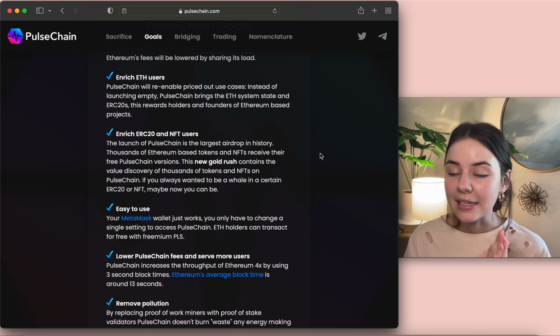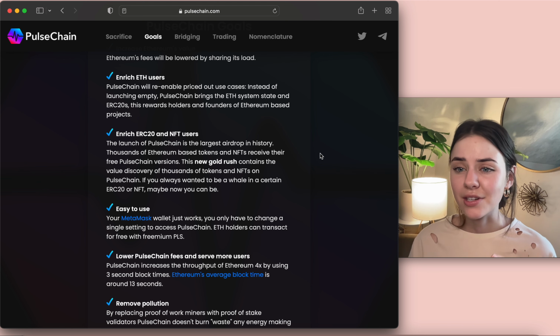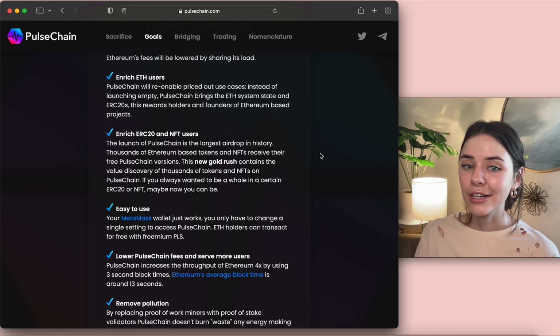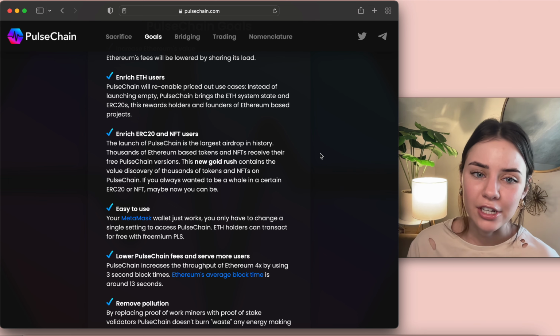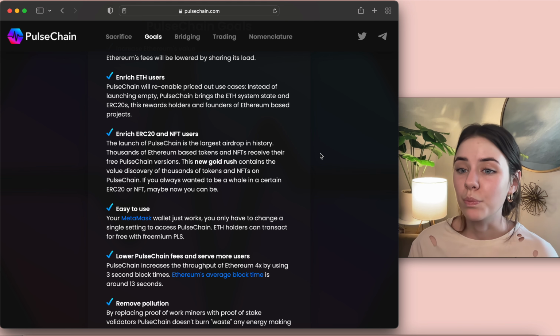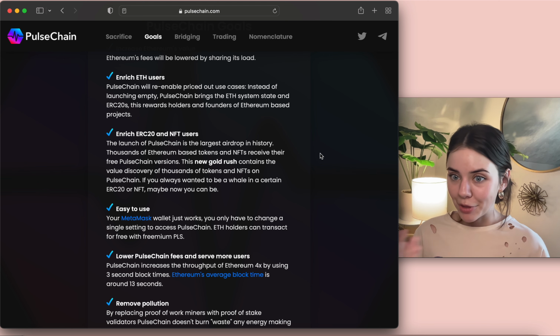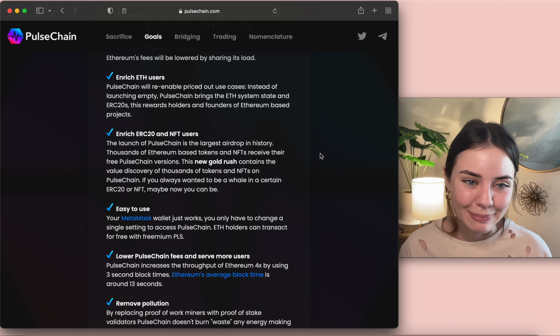Now, the value of it is going to start as zero. Like, it's not going to be the same value as what's on Ethereum, but it said right here that the value discovery of these tokens is going to happen. So with people buying and selling, the price might go up from zero, which is awesome.